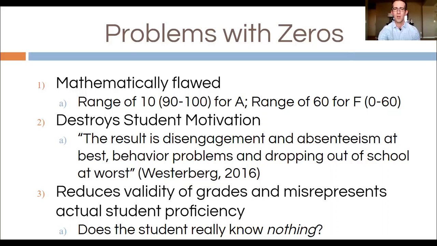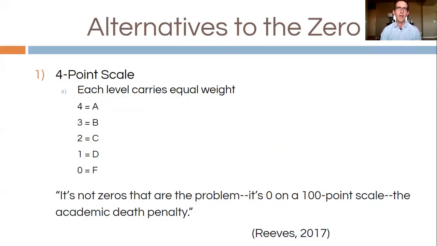The most popular alternative is going to be a 4-point scale. This is used in a lot of elementary schools, middle schools, and even some high schools now, where each letter grade gets an equal weight. So A is a 4-point, B is 3 points, C is 2, D is 1, 0 is F. And so you see here, we actually still have the zero in play, but it's weighted equally with every other letter grade. And as Doug Reeves said back in 2017, it's not the zeros that are the problem. It's a 0 on a 100-point scale that is the academic death penalty.